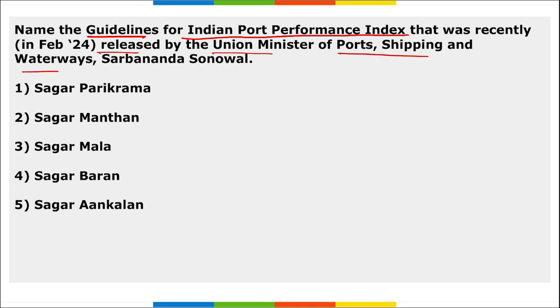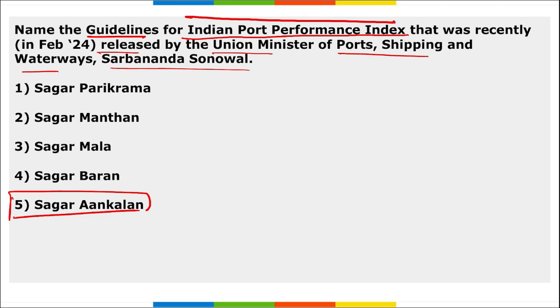Next, name the guidelines for the Indian Port Performance Index that was released by Union Minister of Port, Shipping and Waterways, Sarbananda Sonowal. Sagar Aaklan. Sagar Aaklan is the name of the guidelines released by Union Minister of Port, Shipping and Waterways, Sarbananda Sonowal, right? And it is for Indian Port Performance Index. Correct? The main aim is to increase the efficiency of ports and to bring ports to a standard for the international level. Correct? So that Indian ports can also be recognized in the international market.